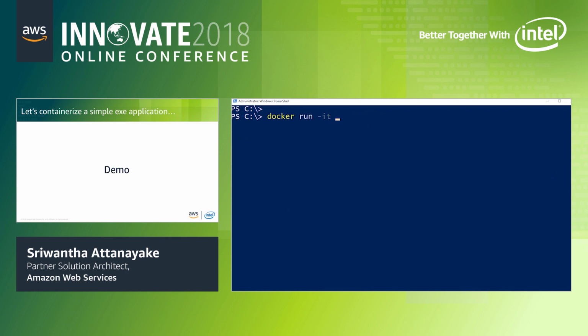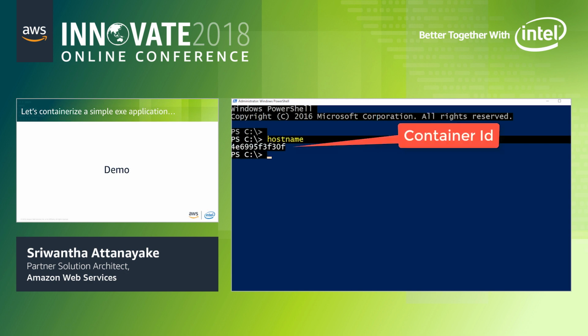So let's run a Docker container. In this case, I'm going to run it interactively, and the image that I'm going to use is microsoft/windowsservercore. I'm going to run PowerShell inside this container. When I press enter, it will go inside the container because I'm running in interactive mode. To know the container ID, I can type hostname, and you get the container ID.